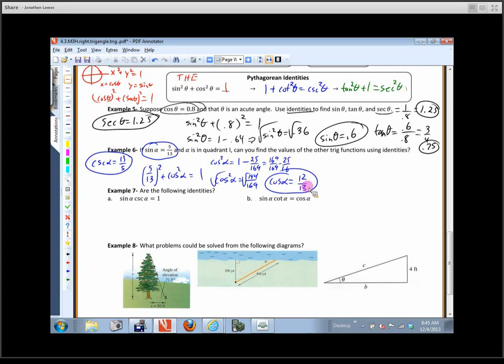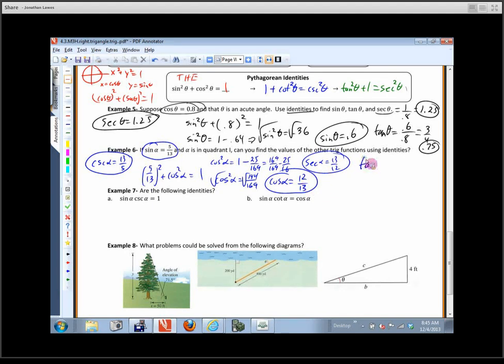So I've got 3 of them taken care of so far. But if I've got the cosine, what other one can I find just like that? It's reciprocal, the secant. So the secant of alpha is going to be 13 over 12. And really, if I've got the sine and the cosine, I've pretty much got everything else figured out, right?